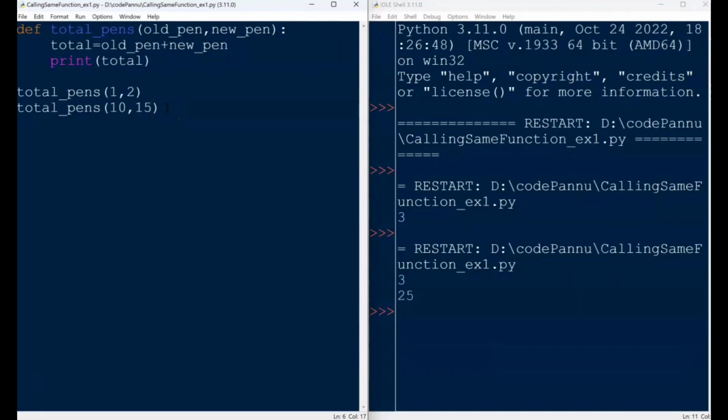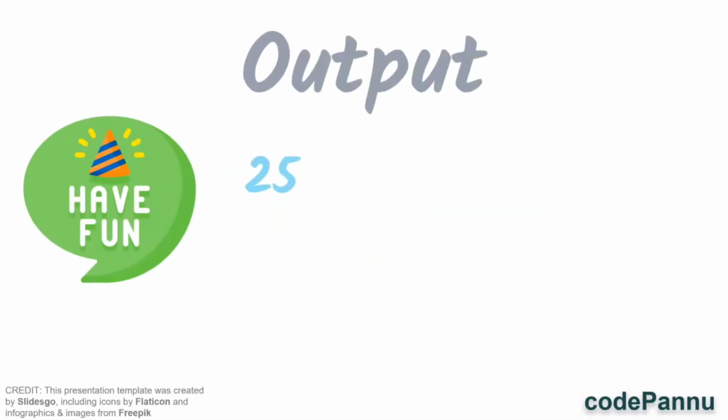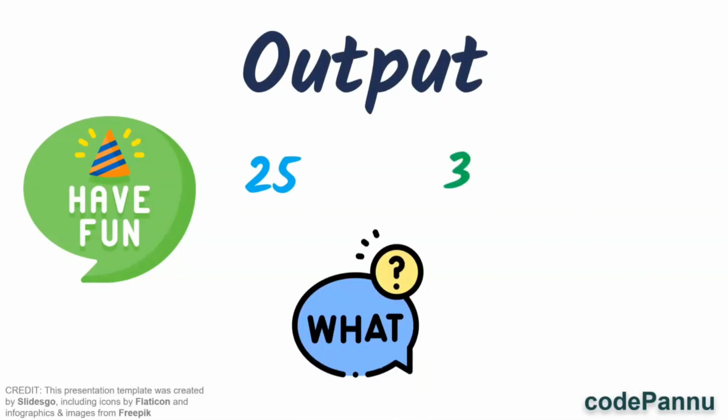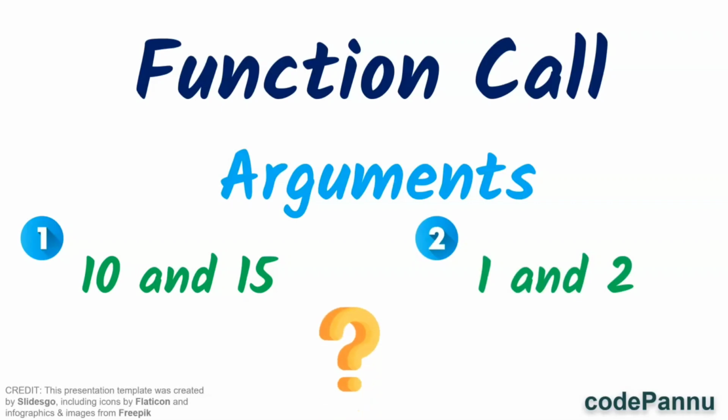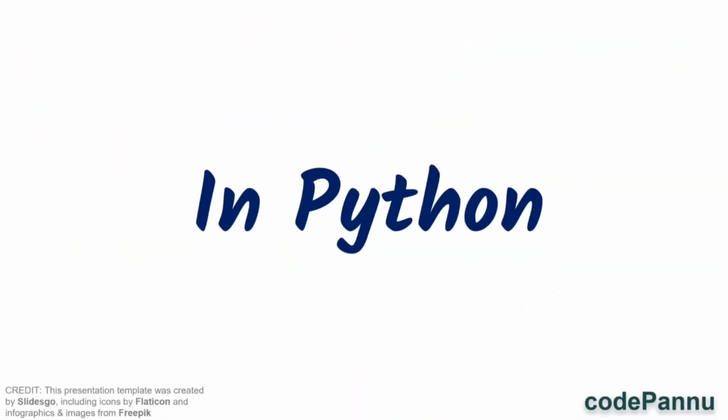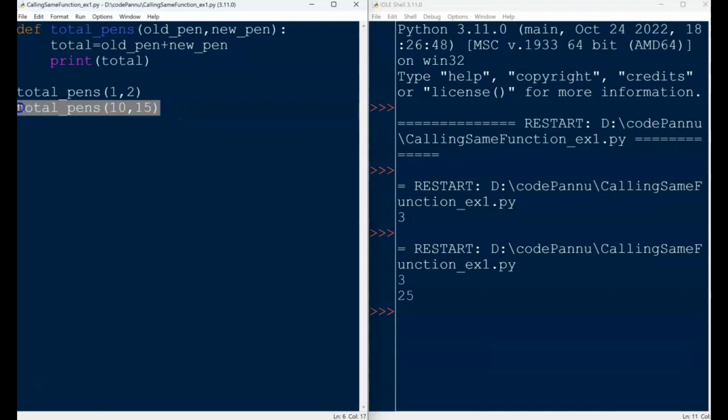Let us do a fun experiment. I want to get 25 as the first output and 3 as the second output. What shall we do? It's just very simple. We need to write the function call with 10 and 15 as arguments first and then write the function call with 1 and 2 next. Shall we change our code? Let us go to Python again and remove the statement total_pens, open bracket, close bracket, 10, 15 inside the brackets from here and type it as the first function call. Okay, so save the file and run the code.